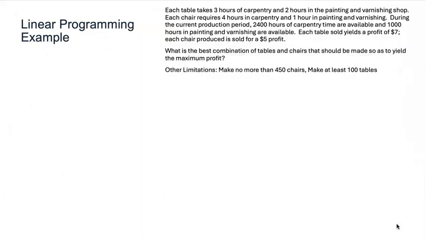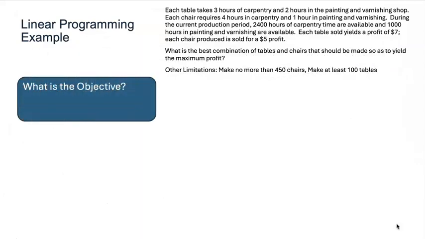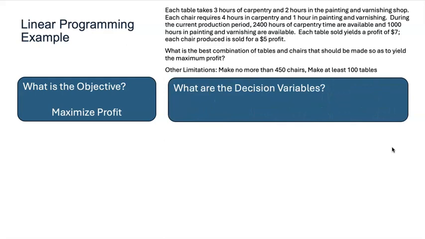All right, so here goes. What is the objective of this model? And it clearly says what's the best combination that should be made so as to yield the maximum profit. So the objective of this model is to maximize profit. So we start by identifying our objective. Now, once we know the objective, we move on to our decision variables.